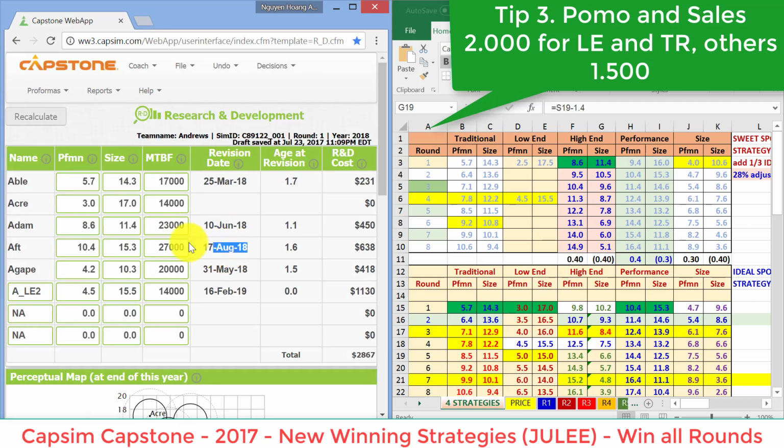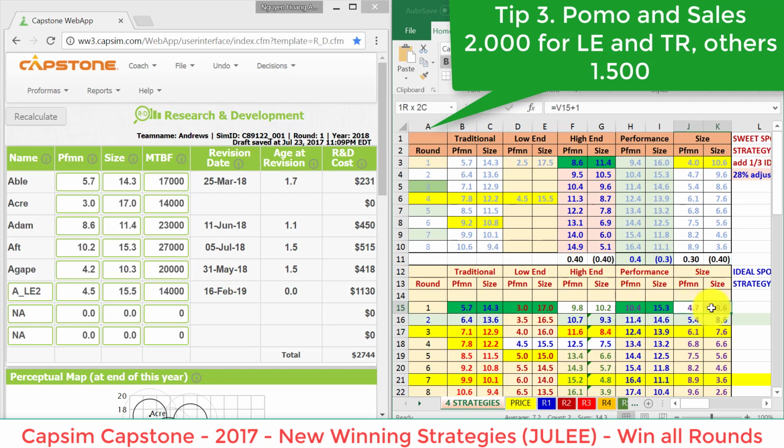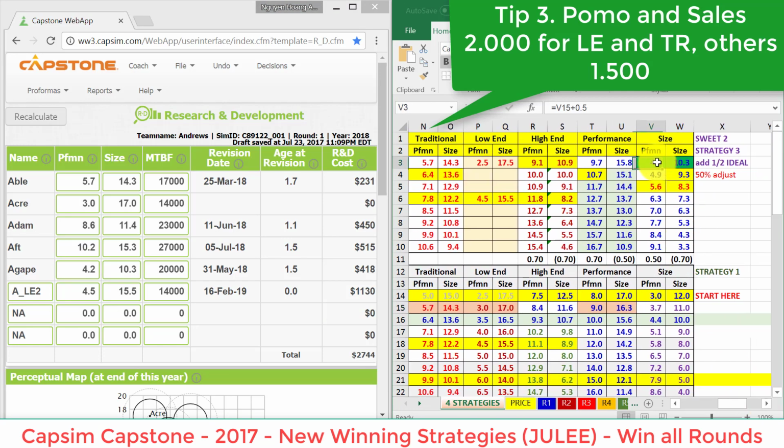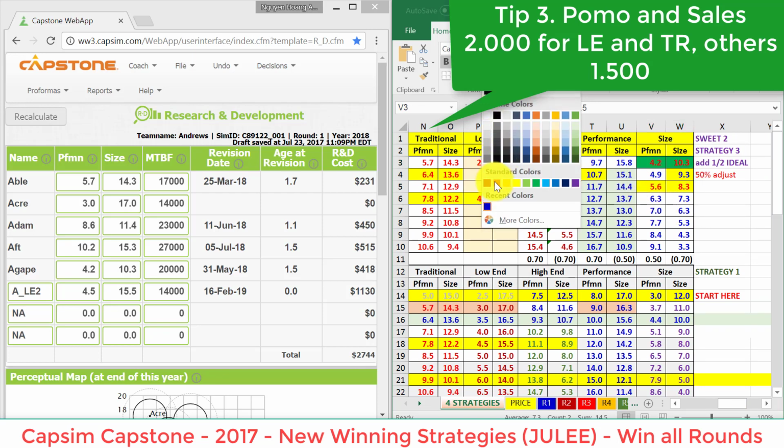We update the high end and also we update the performance. Sometimes we cannot update to the ideal spot, so we can update the high end to strategy number 4, the 30% adjustment or 28% adjustment, 8.6 and 11.4. And for performance and size, we can use the 50% adjustment, 4.2 and 10.3.